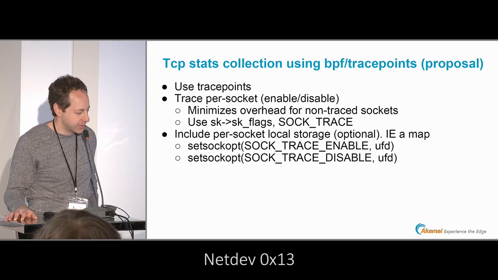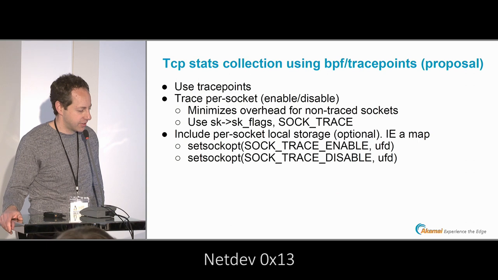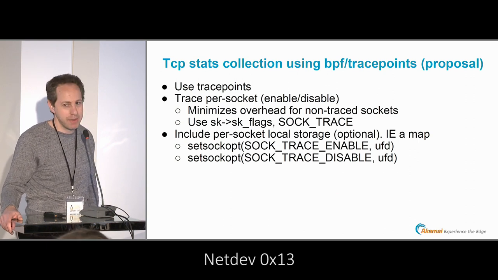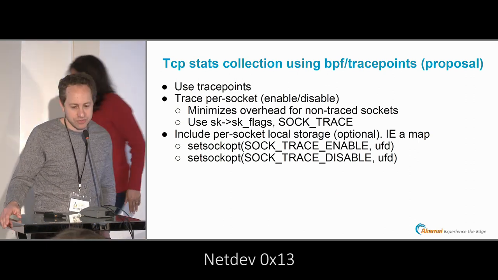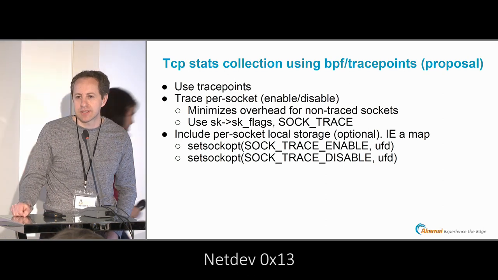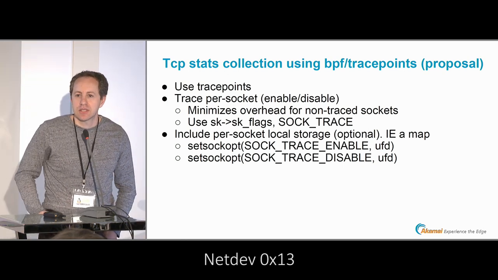So the API was suggesting, maybe, that when we enable tracing, we'd be able to pass in a map. That was just one idea. Yep, there are plans to introduce per-socket storage for BPF. So you will create it and then you can access it directly. It will replace a lot of the use of maps.